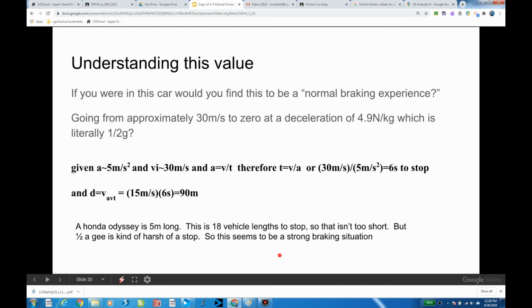So this is why they say keep away from the vehicles in front of you. Because everybody in the car just lost a grip on their food, and you still took almost 20 vehicle lengths to come to a halt. You're rear-ending somebody.